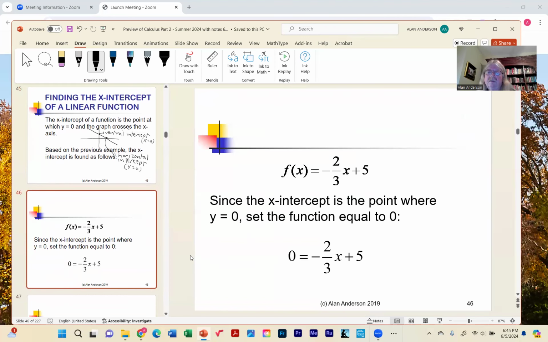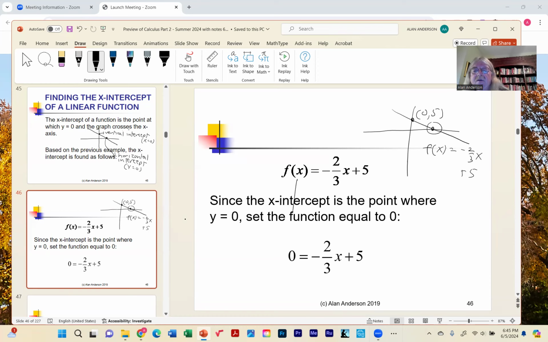So like here, for example, we had this function earlier. We have a negative slope, but the vertical intercept is positive. This is what we're looking for right here. Where does it cross the horizontal axis? So that happens when y equals 0. So if you substitute a 0 here, now we can algebraically add 2/3 x to both sides.